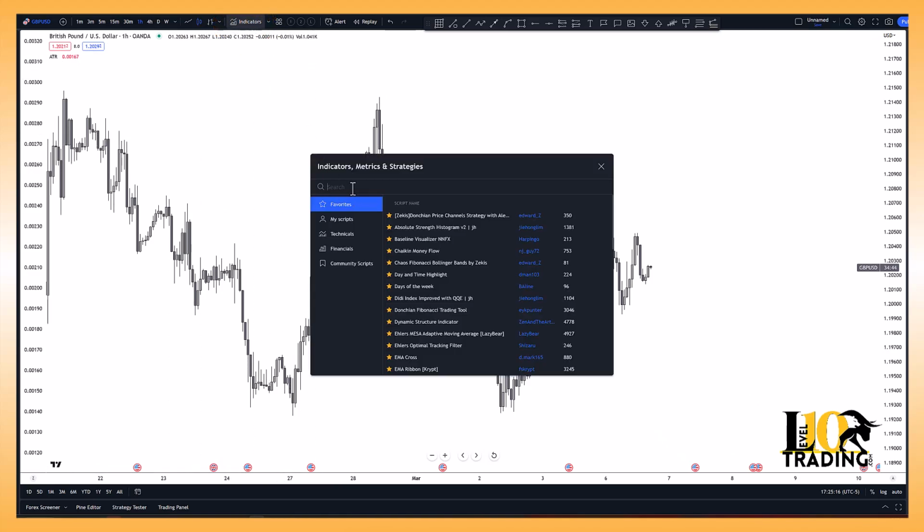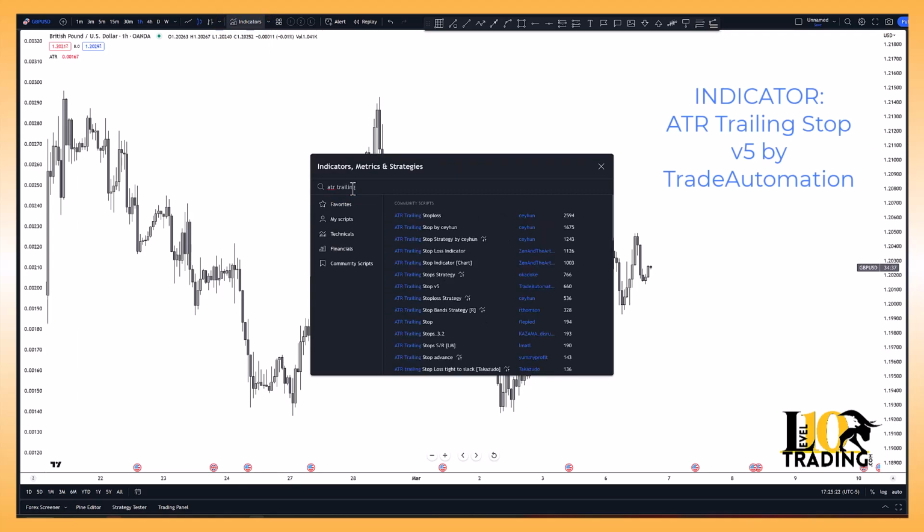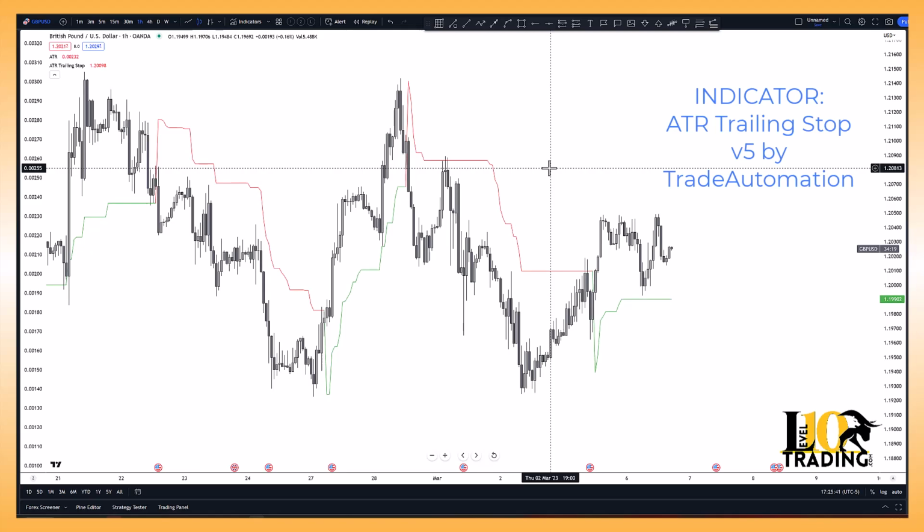If you click on indicators and type in ATR trailing stop, you're looking for the ATR Trailing Stop V5 by Trade Automation, and you can star it if you want to keep it. This is the one that I use when I want to use the ATR as a trailing stop, when it's not part of the stop loss that might be my trade exit.